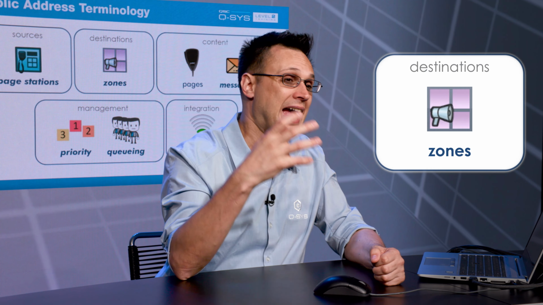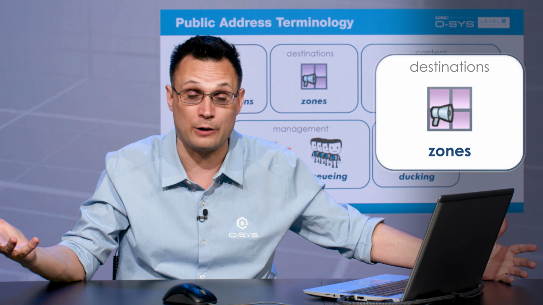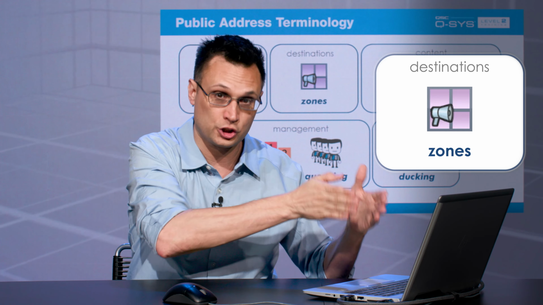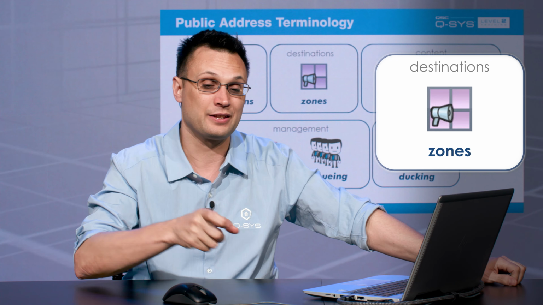The places that we're sending them to are called zones. And a zone could be a single loudspeaker. Maybe you've got one room with one loudspeaker up in the ceiling, and that is the zone. A zone could be, honestly, 1,000 loudspeakers. If you have a big area and you never need to divide that area into a smaller geographical chunk to get a dedicated page there, then that is a zone.